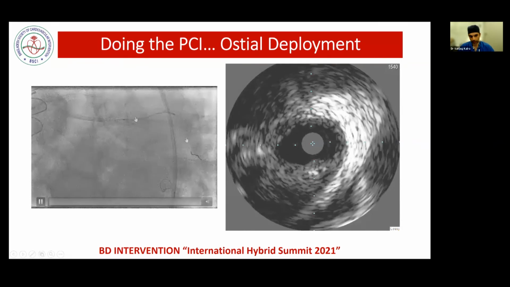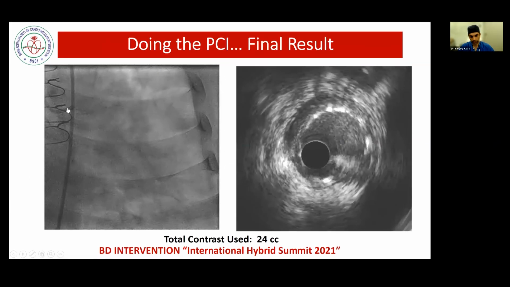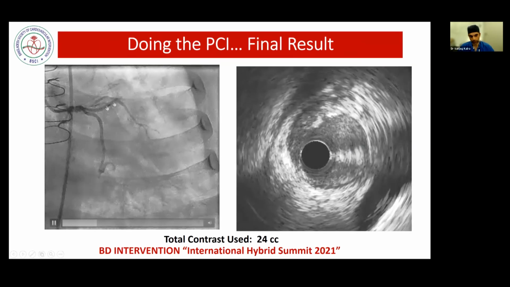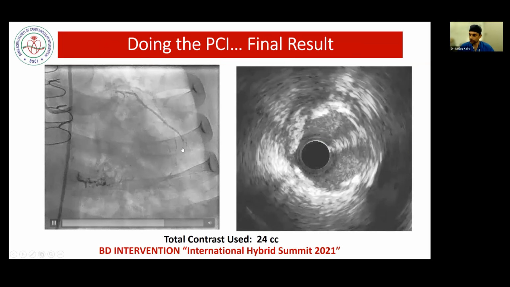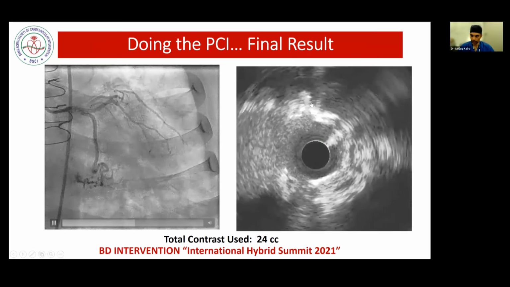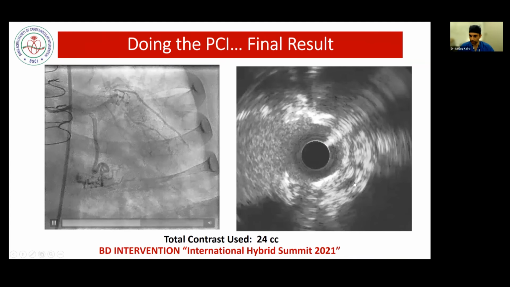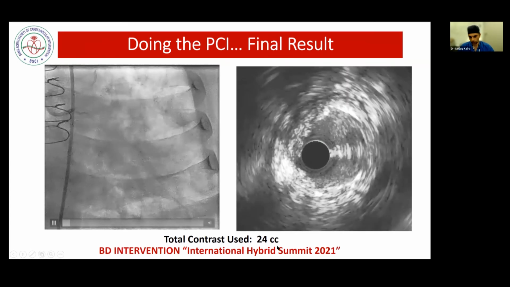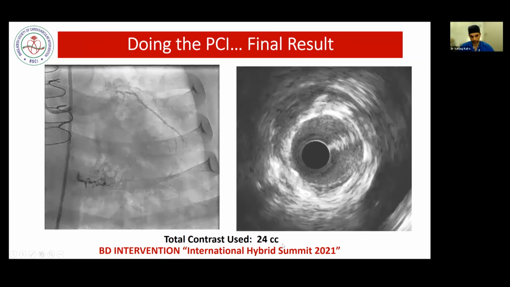And this was our final result. This is that big, massive 3.5 millimeter ramus branch that we recreated for this gentleman to relieve his lateral wall ischemia. And this was the final IVUS to show you how big that stent really was. This was a huge branch. The total contrast for the case was 24 cc's.